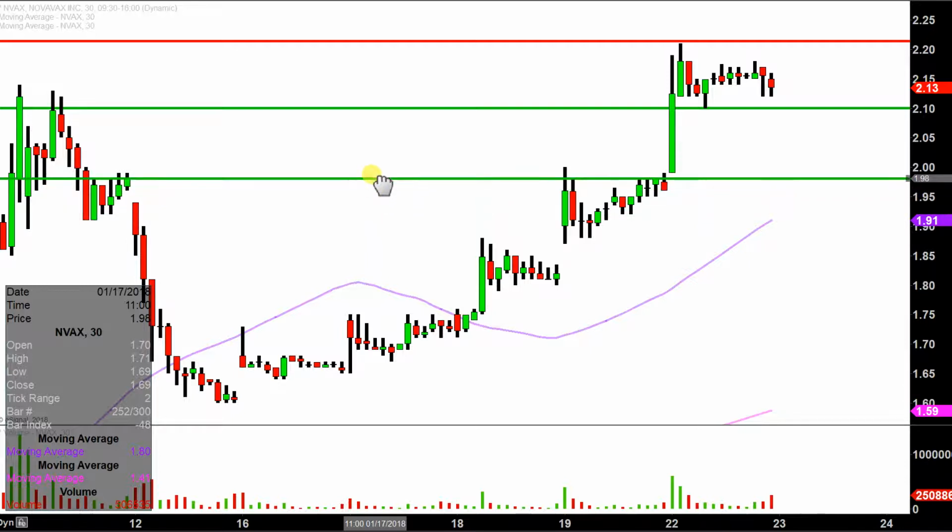Next level of support after that is that previous breakout point right there at about $1.98. So near term, 210 and $1.98.